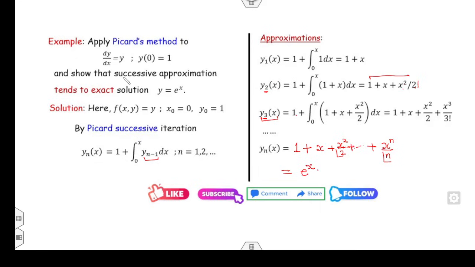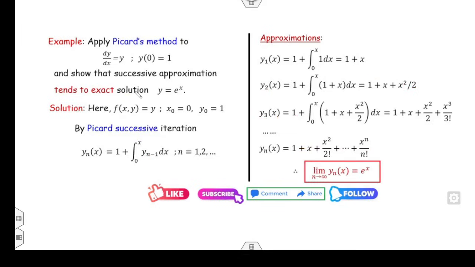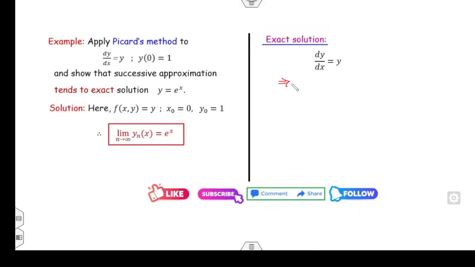Fine. Now, how can you find the exact solution? As the limit n approaches infinity, you will get the solution. But the question arises, how can we find the exact solution? We can apply either the homogeneous method, variable separable method, or any other. So I can use the variable separable method. Then we can integrate. This equation becomes log of y equal to x plus c.